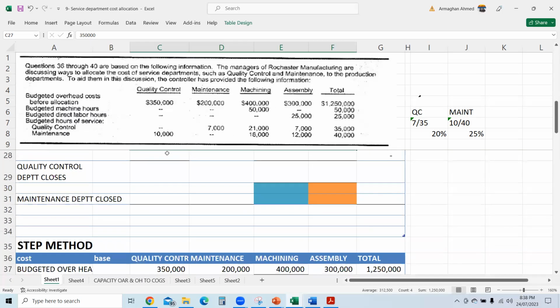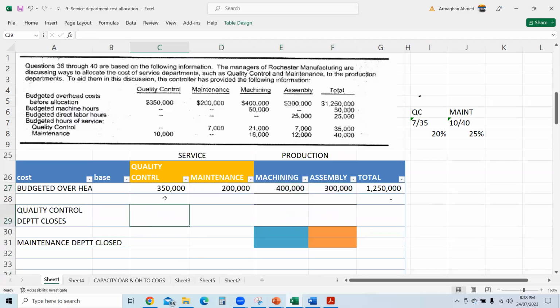So I have to allocate the cost. For quality control, I will put minus 350,000, as all the cost goes out, nothing to maintenance, but to machining and assembly. So it becomes 0. Now here, machining, we have to allocate.